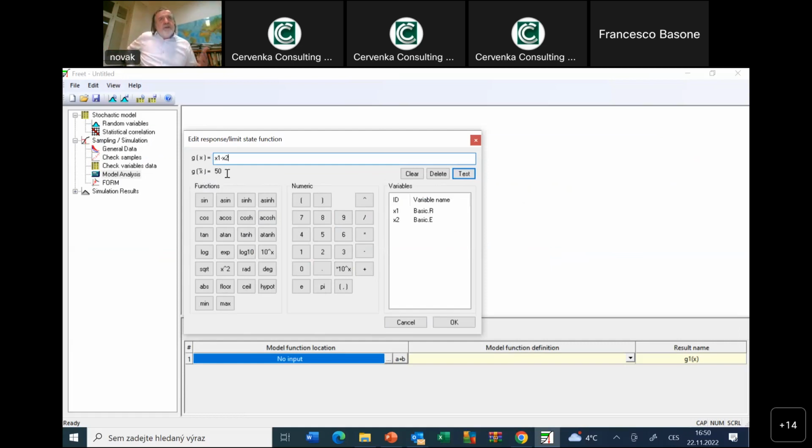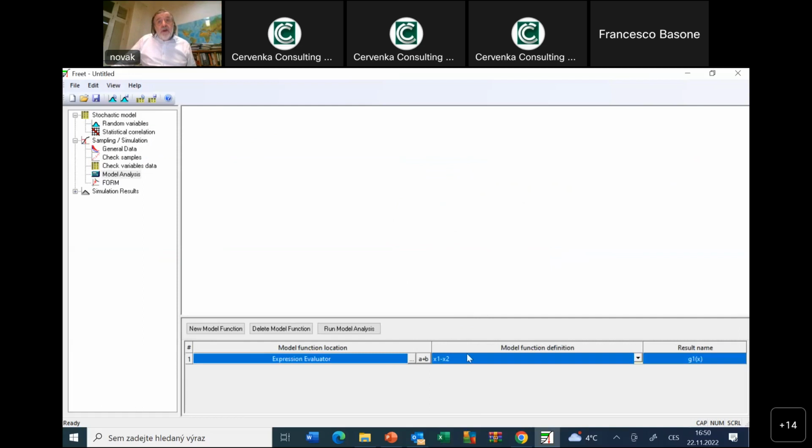Especially our students, for example, make a lot of mistakes with units, and then they have the function g always negative or always positive, etc. So usually they have trouble in the function. So I will keep it. Okay, so I have the function defined, right? I will run the model analysis.